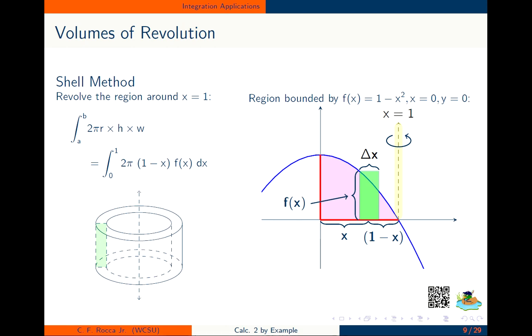Okay, so what we have here is 2 pi times 1 minus x, which is our radius in this case, because it's the distance from x equals 1 to the center of that rectangle, times f of x, which is the height of the rectangle, times dx, which is the infinitesimally thin width of the shell, of the wall of the shell. And so this integrand gives me the volume of a single shell, and then the integral is adding up that volume from x equals 0 to x equals 1.